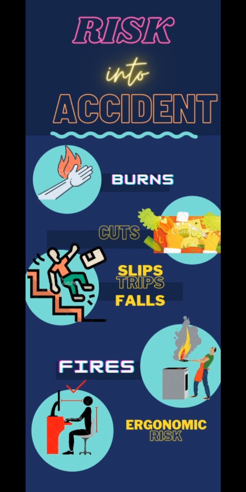So upon knowing those types of hazard, let's now proceed to the risks that may occur especially in the kitchen. So, risk and accident. Risk and accident are different from each other because accidents are reactive while risks are preventive. So the common work-related injuries in the food service industry are the following: the burns, cuts, slips, trips, falls, fires, ergonomic risks, and others are the cleaning chemicals, CO poisoning, heat stress, cold stress.